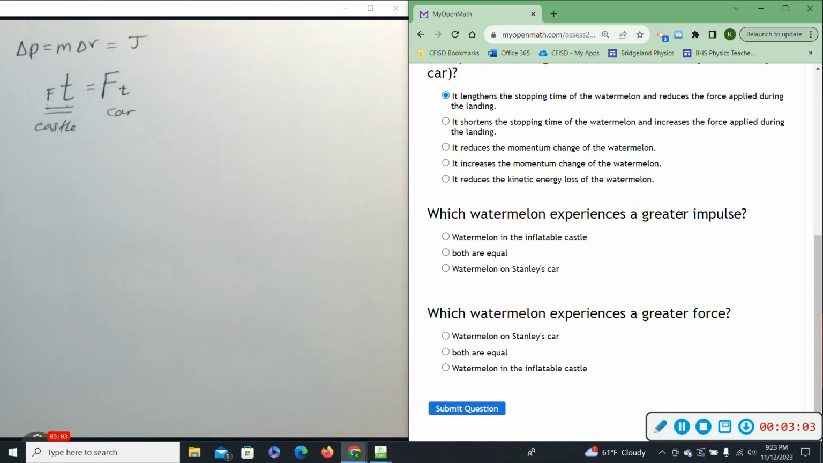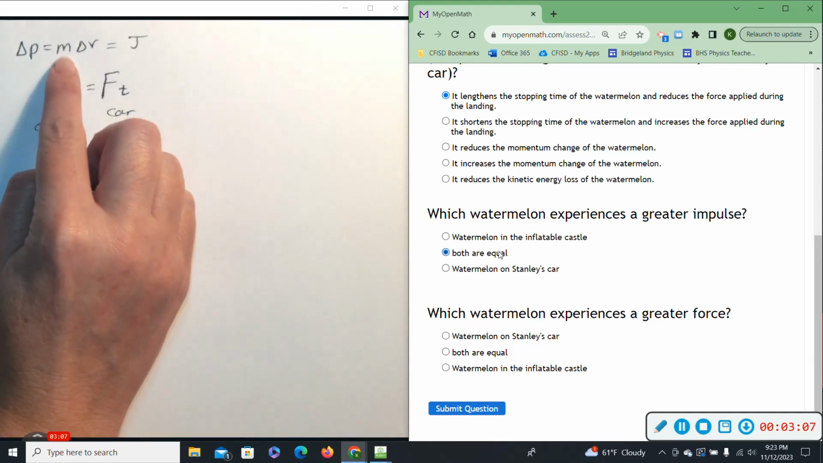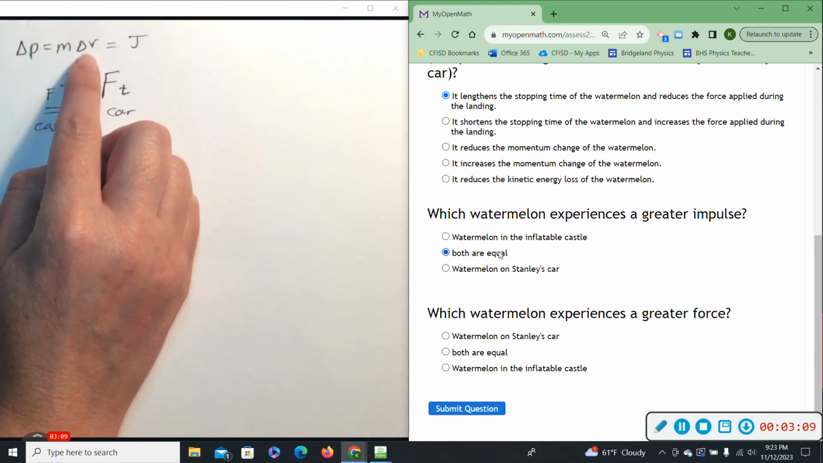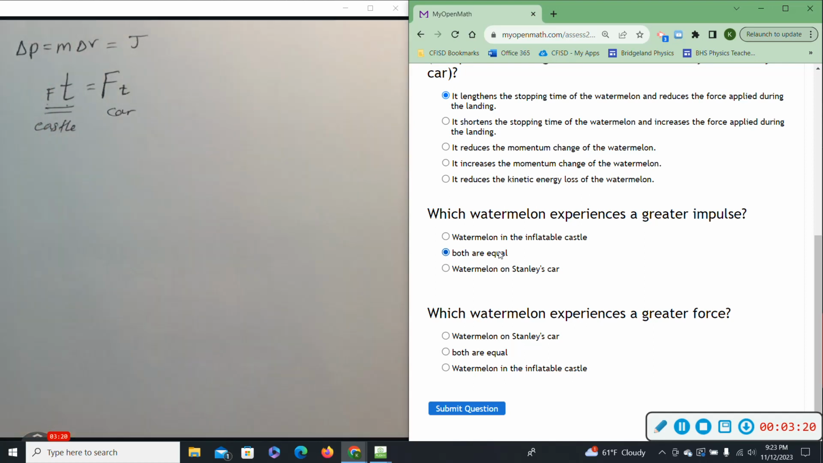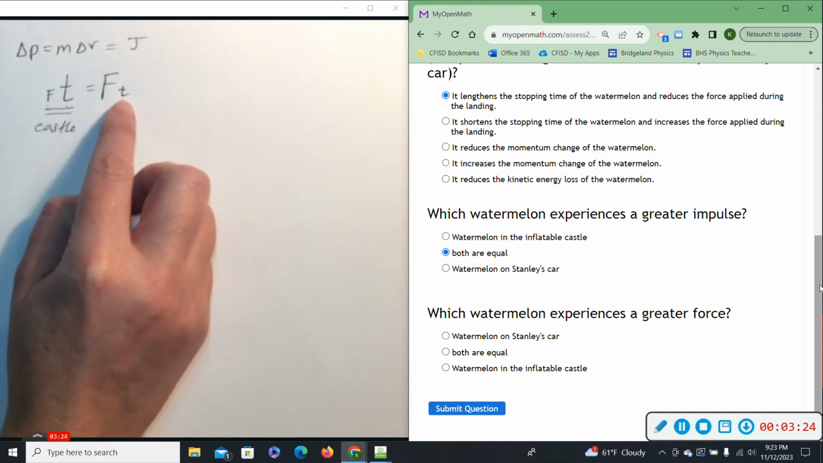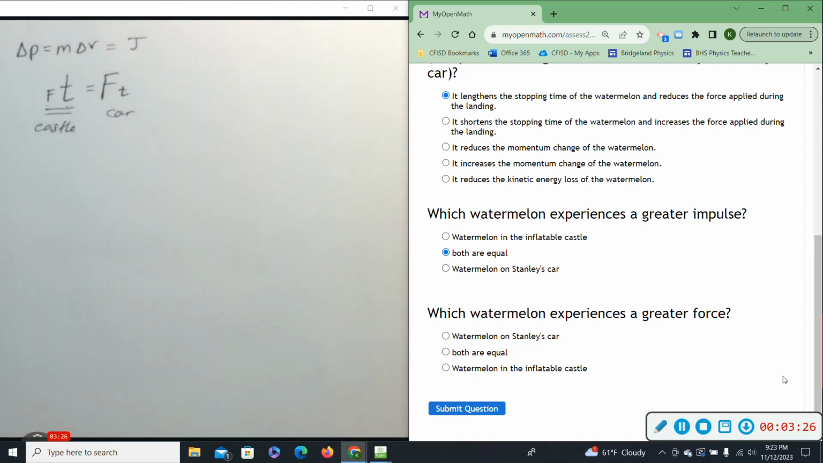Which experiences a greater impulse? As we just said, they are both equal because it's the same mass if they're identical watermelons, and it's the same change in velocity because they both are dropped from rest from the same height, so they would both be moving at the same speed at the point of impact, and they would both come to a stop. Which experiences a greater force? If it happens in a short period of time, the force experienced will be greater, so that's the watermelon on Stanley's car.